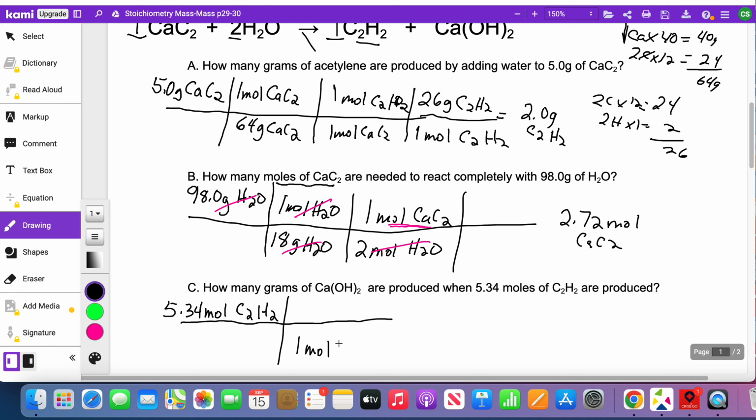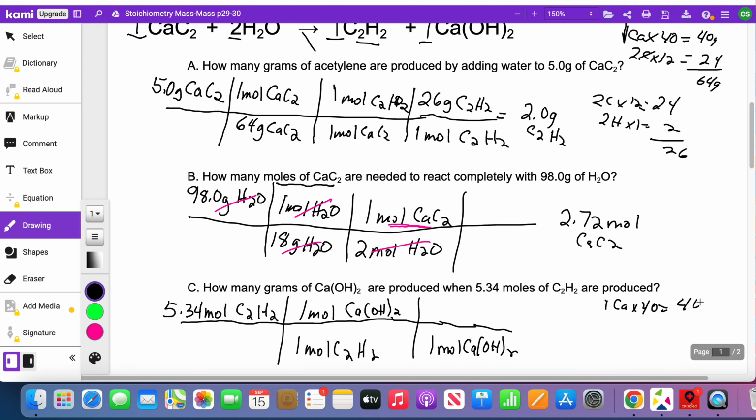So for every 1 mole C2H2, see how I kept the diagonality rule there? What are we trying to go to? CaOH2. We look up here at the equation, and there's nothing there, so that means there's a 1. So 1 mole CaOH2. But it doesn't want moles of CaOH2, it wants grams, so we got to keep going. So 1 mole CaOH2. We do the molar mass: 1 calcium times 40 equals 40. There's 2 oxygens times 16, that equals 32. And 2 hydrogens times 1, that equals 2. So that's going to be 74 grams. So 74 grams will go there.